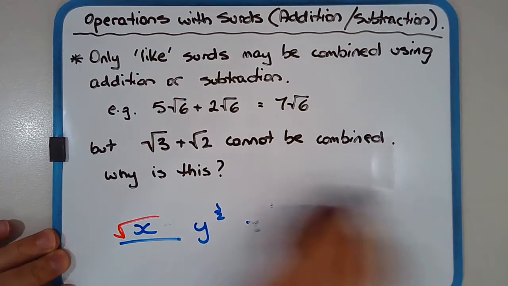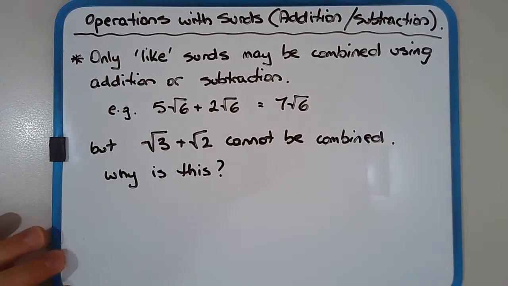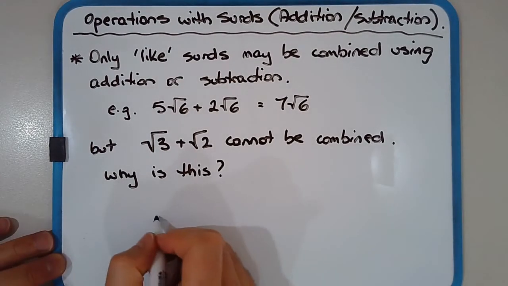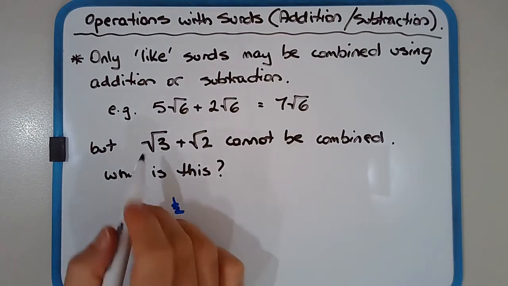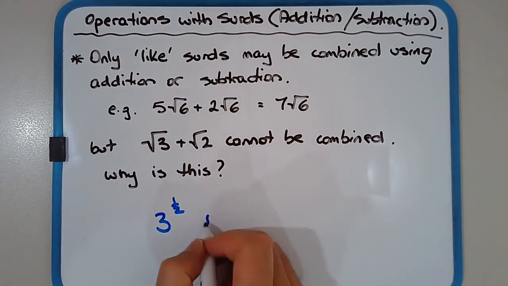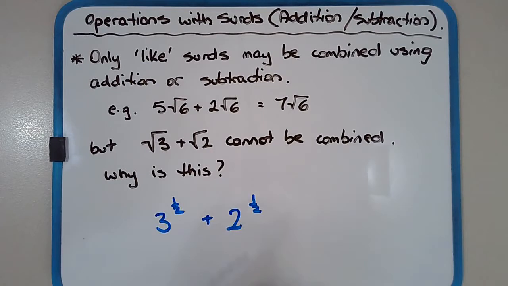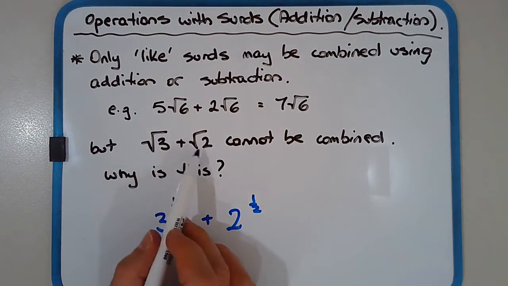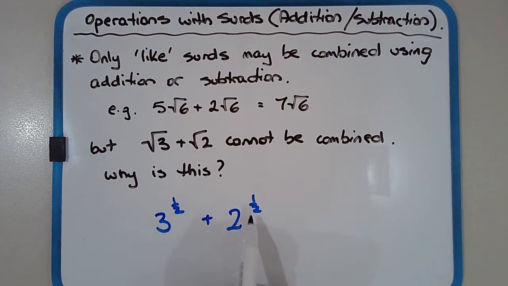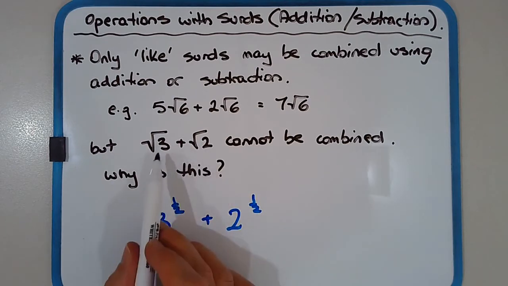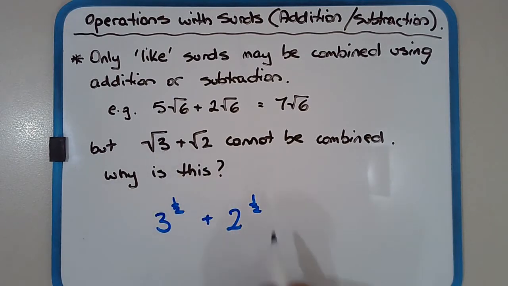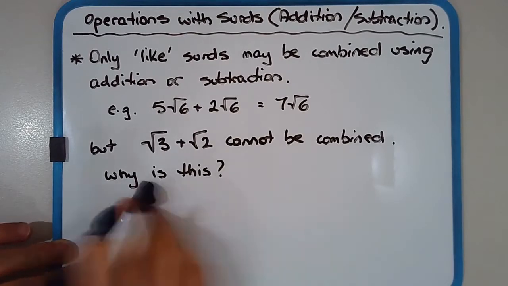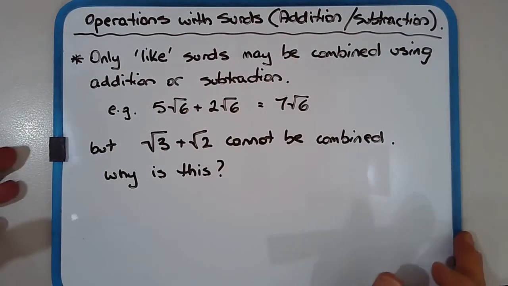In other words, root 3 and root 2. That's 3 to the power of half plus 2 to the power of half. The indices are identical because that's what the square root is represented by, the power of half, but the bases are different. This is the base of 3, base of 2, and they cannot be combined. So these are not like terms. Now that we've established that, let's have a look at some examples.